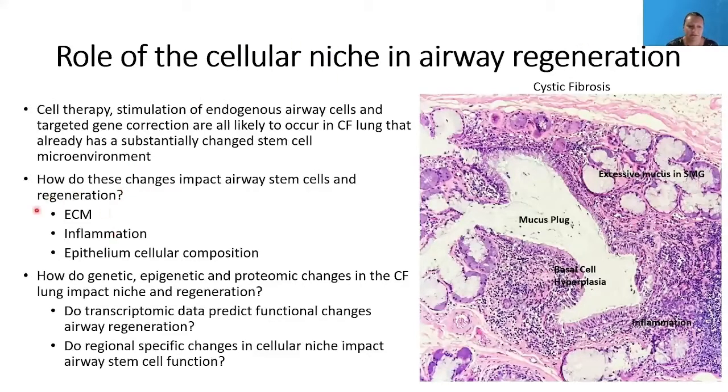So we need to think about things such as changes in the extracellular matrix, in the inflammatory cells present in proximity to the airway epithelium, and the epithelium cellular composition, and how these are going to impact airway stem cells. We also need to consider how the genetic, epigenetic, and proteomic changes in the CF lung impact the niche and the regeneration. So do transcriptomic data predict functional changes in airway regeneration? Do regional specific changes in the cellular niche impact the airway stem cell function? I think all of these questions have been posed by the field, but still remain to be answered.